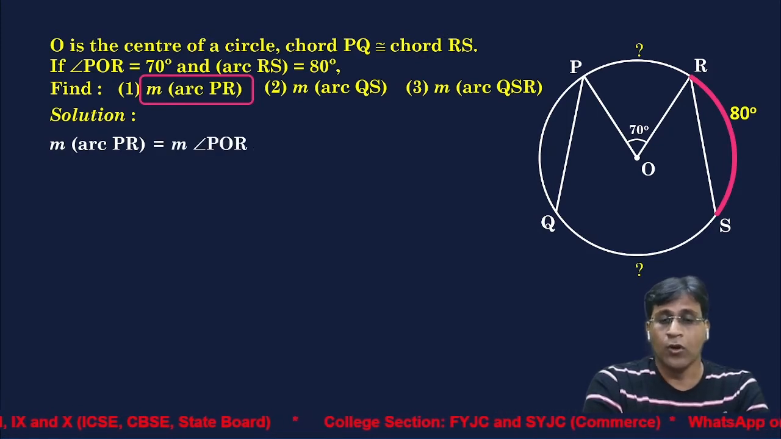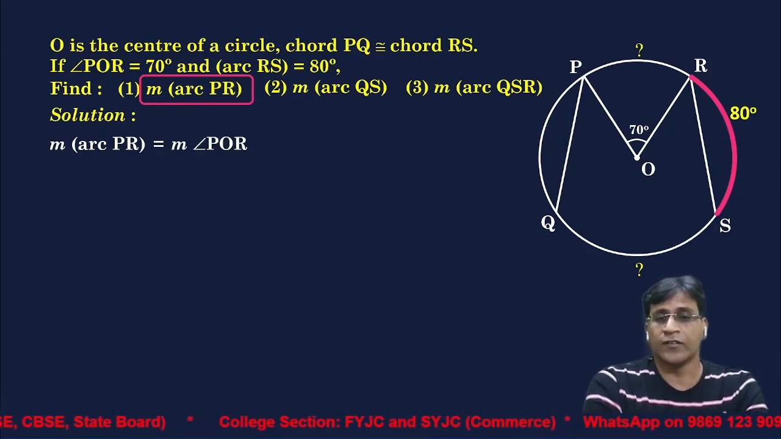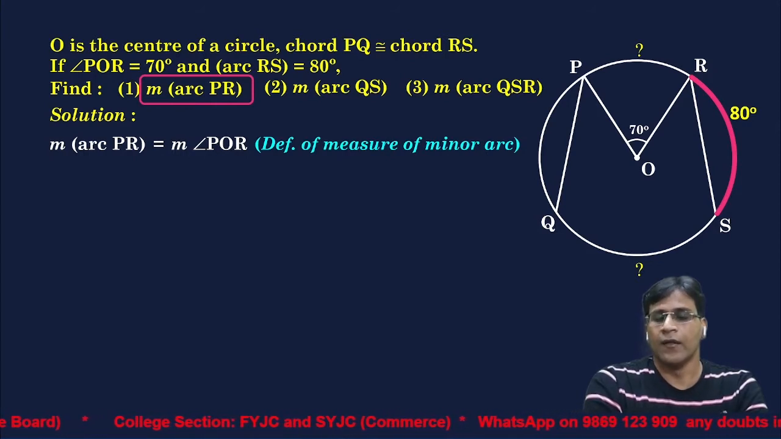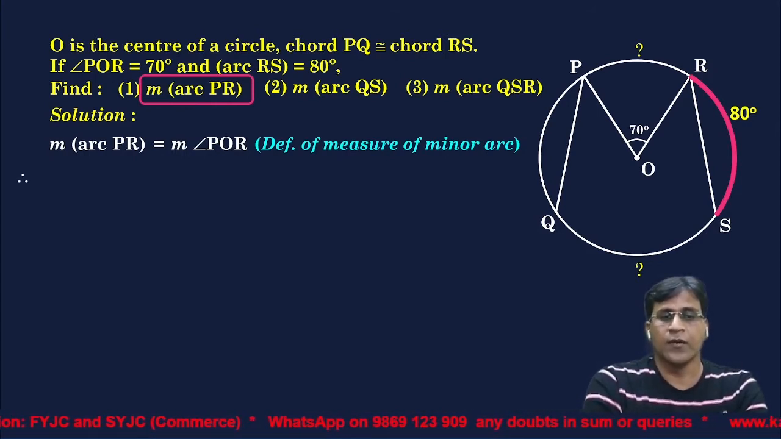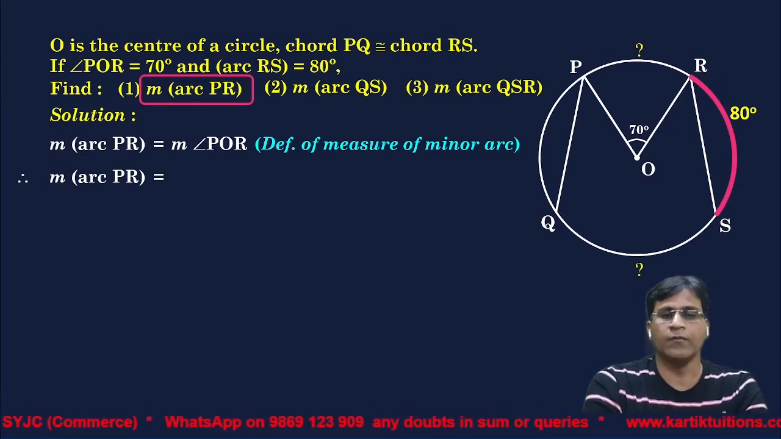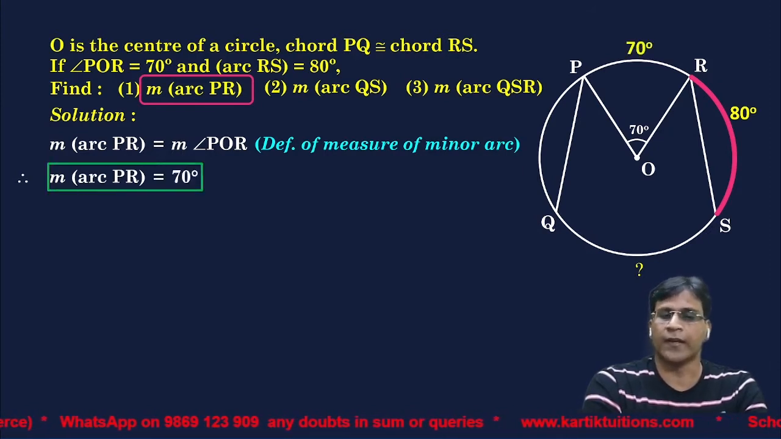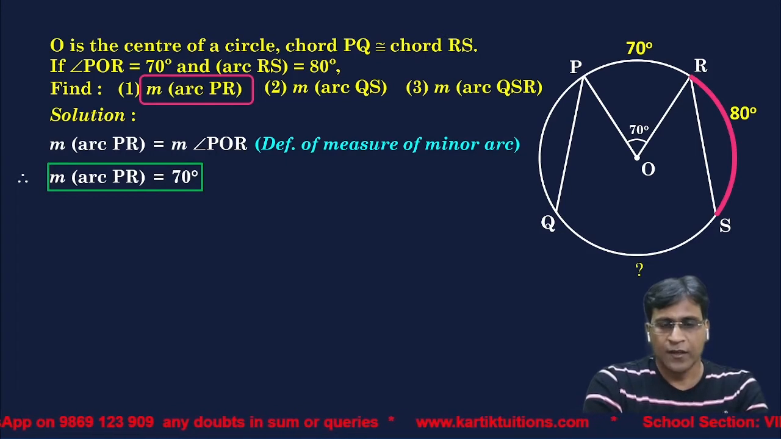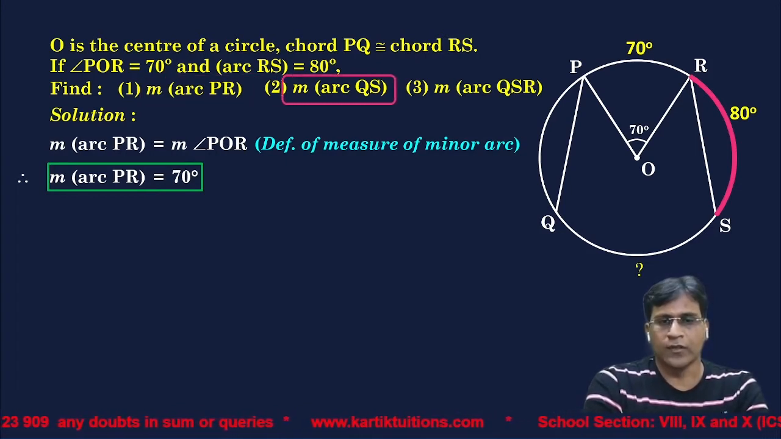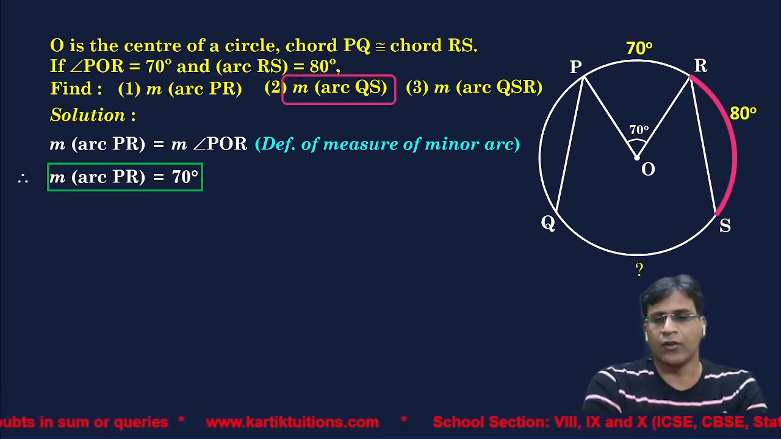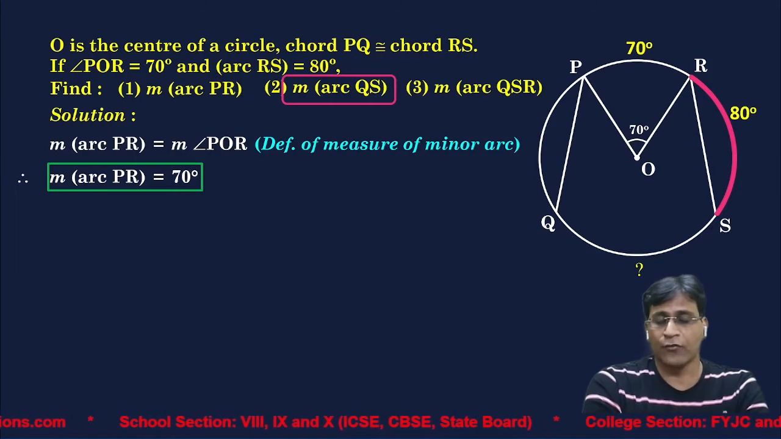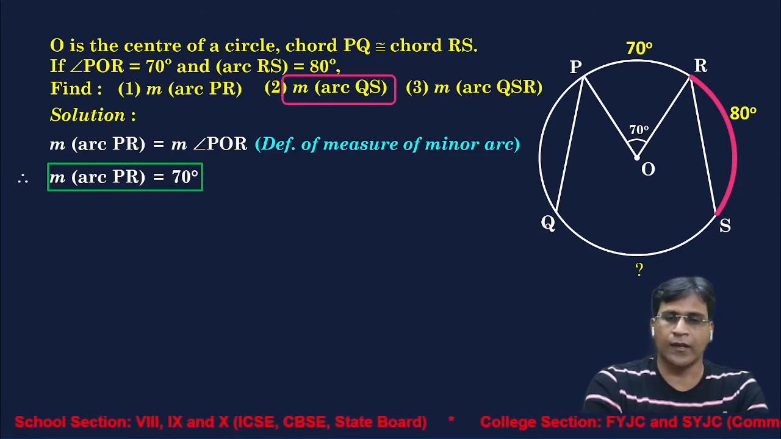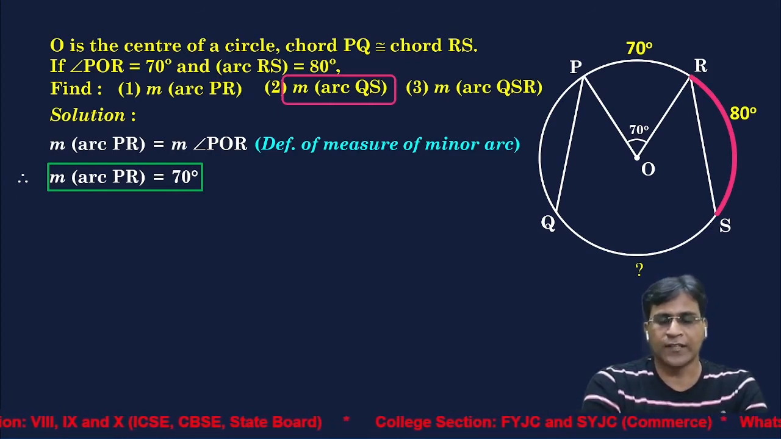Just now we have studied the definition of measure of minor arc. Now what is the measure of angle POR? It is 70 degree. So in other words, arc PR will also become 70 degree. So the first part is done. Now next, we have to talk about arc QS. Now directly we can't get the value of QS because we don't know the arc PQ. But we can get it. Sir, how? Just now we have studied something about chords and their corresponding arcs. So we are going to use that same concept here.